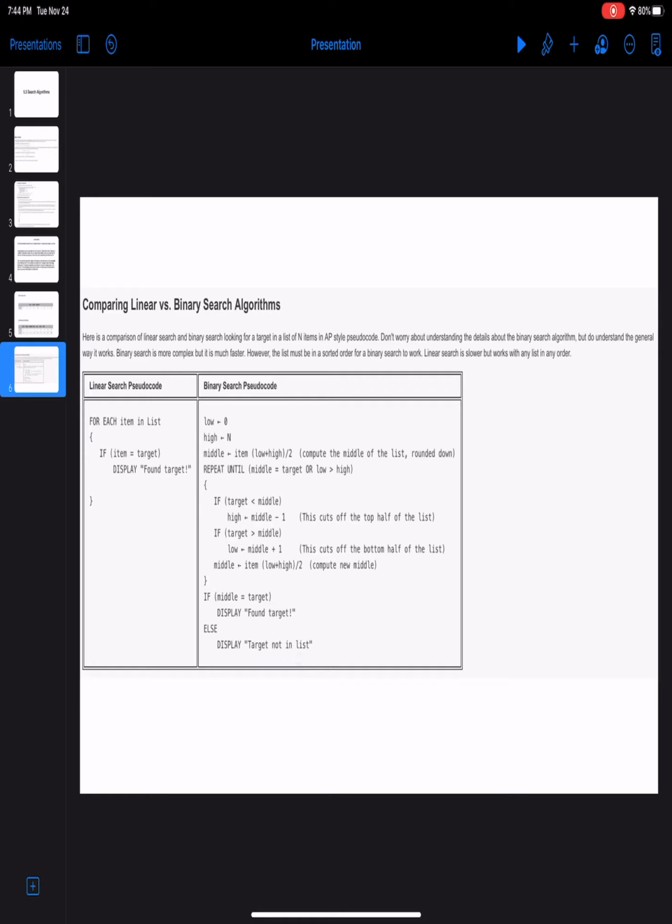All right, so those are basically the two algorithms. Actually, I'm sorry, I got to go through the other one. That's a binary search algorithm. Linear search is very simplistic and straightforward, and all we have is a for each loop.